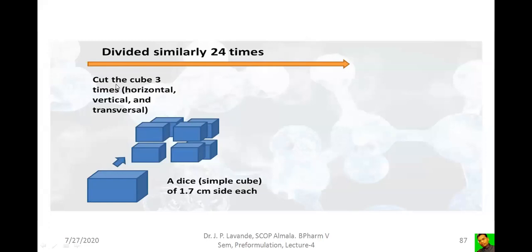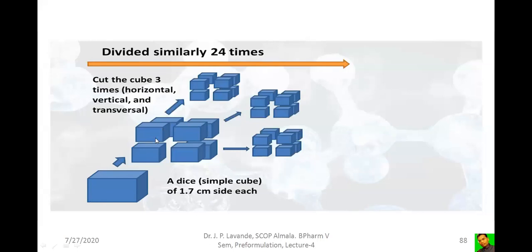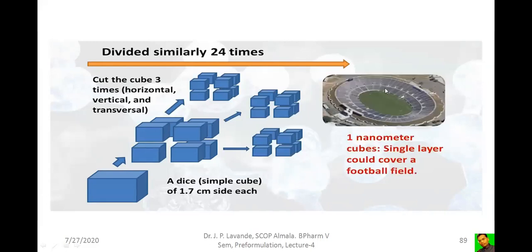This is the case when we get 8 cubes in just a single cut. Suppose we give such a cut again, and we repeat the same 24 times. Now what will be the condition? Again, if we keep cutting, we get many more. We have to repeat it 24 times. So a larger number of particles are produced and their surface area is increased. At the end of the 24 cuts we will get small particles of 1 nanometer size, whose total surface area is such that it will form a carpet area of a football stadium.